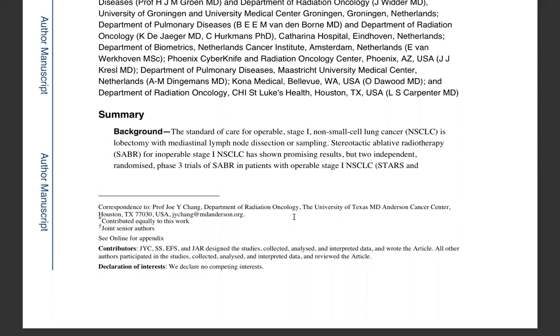One minute, Vikas, come back. Yes, sir. They said that the standard of care for operable stage 1 lung cancer is lobectomy. Okay. But lobectomy, don't forget this, with lymph nodes. Yes, sir. With mediastinal lymph node dissection or sampling. That is the key thing in this.